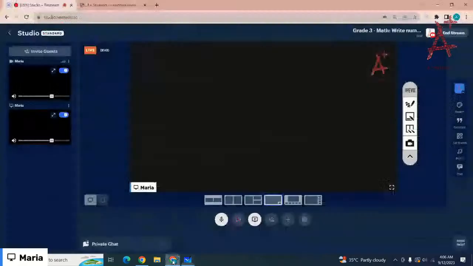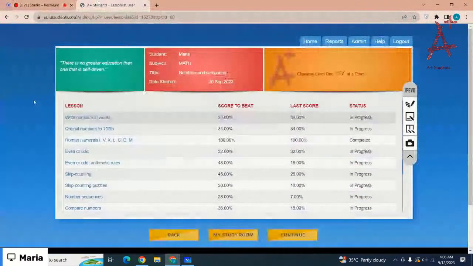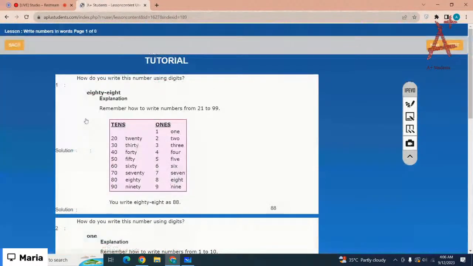Let's go to the lesson and do the practice questions. Here I'm on grade 3 math. The chapter we're working on is numbers and comparing. Let's start with the first lesson, that is write numbers in standard form. So let's write number in words, right? How do you write the number using digits? That is an example. You are given in words, you have to write using digits, 88.